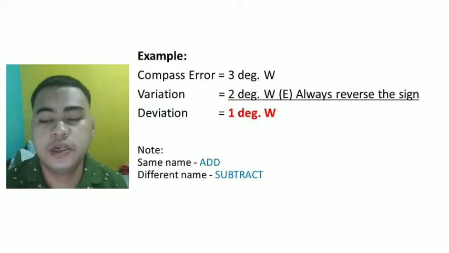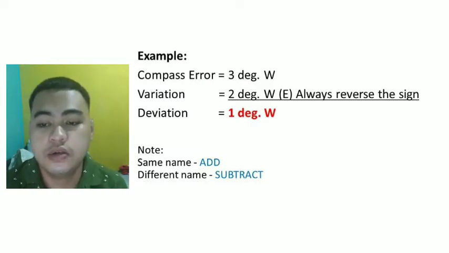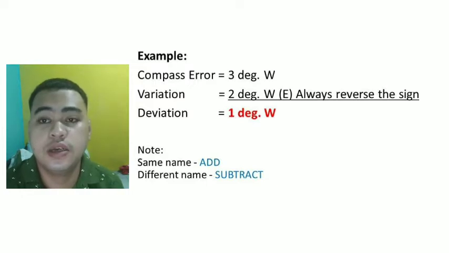So example, compass error is 3 degrees west and variation is 2 degrees west. Always reverse the sign, so west will be east. So 3 degrees minus 2 degrees equals 1 degree west. That will be our deviation. Always take note that same name will be added and different name will be subtracted.